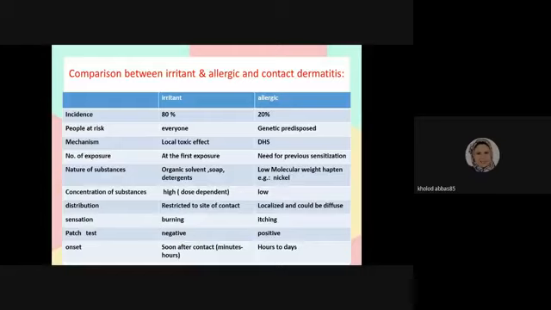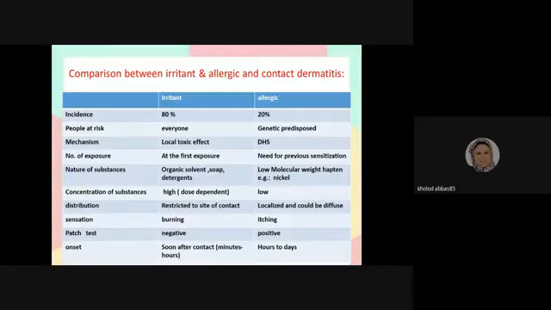Sensation is an important feature. With an irritant material, we have a burning sensation more than itching. While in the allergic process, we have an inflammatory, immunological process with histamine release, so I have an itching sensation. While in irritant, we have a burning sensation. Patch test is usually negative in irritant and positive in allergic.